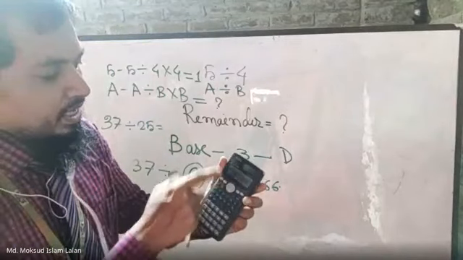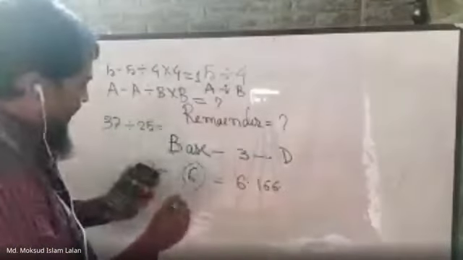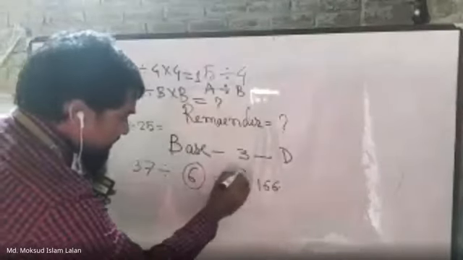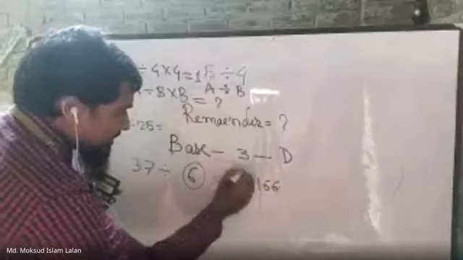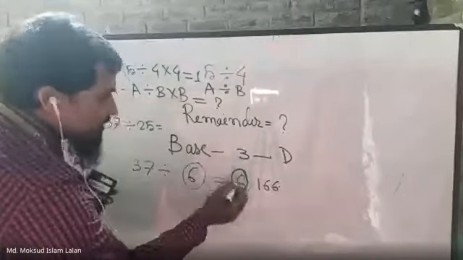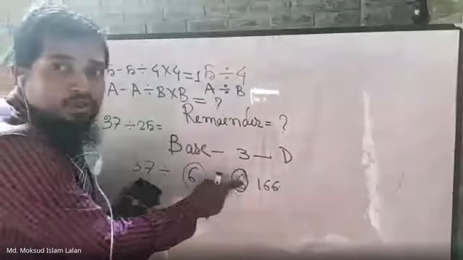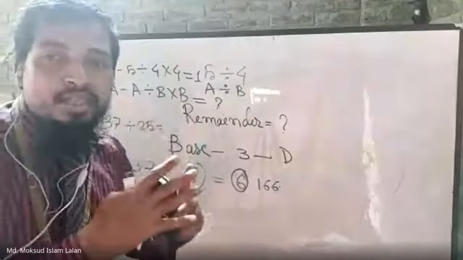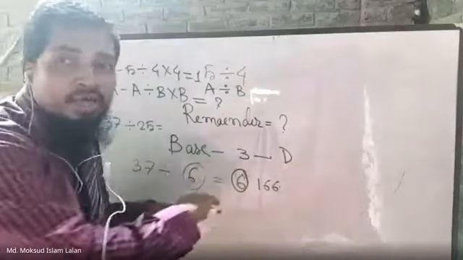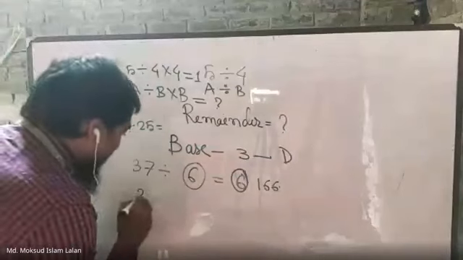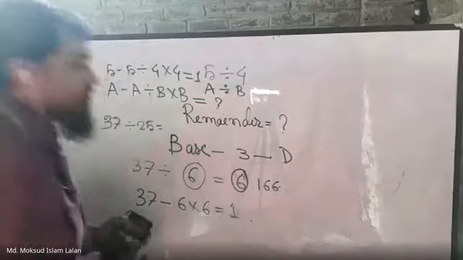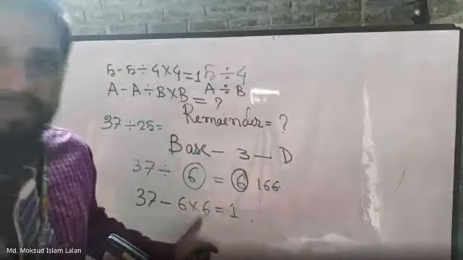Now how can you get this value? You need to take this integer 6, the quotient, and the divisor, multiply them together, then subtract. So 37 minus 6 times 6 equals 1. By pressing answer, you will get 1. This is the manual way.